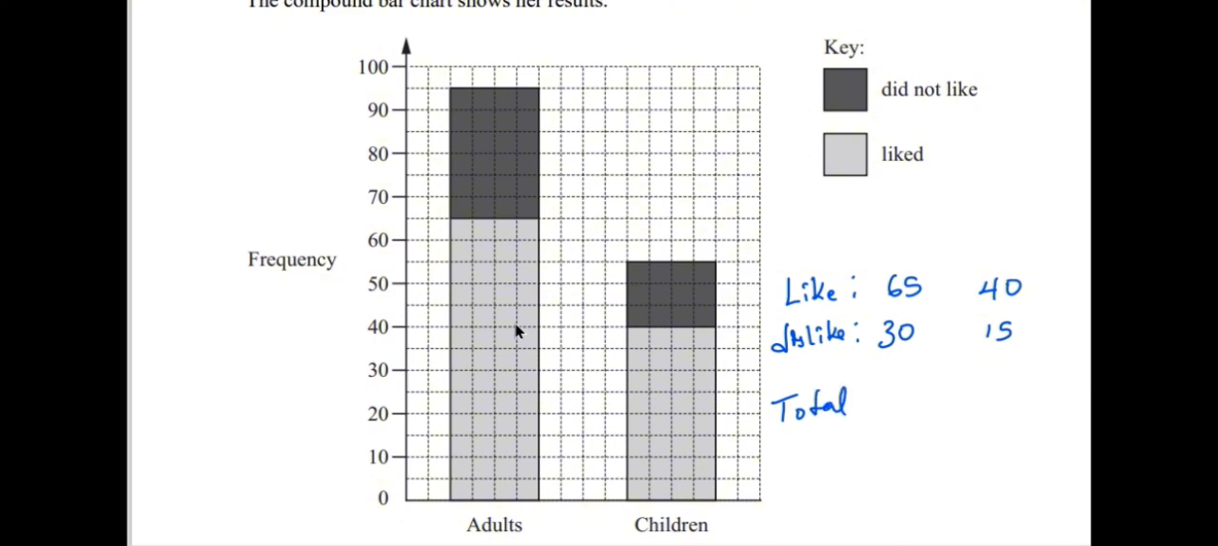Okay, here is 95 and here is 55. That will give you a total of 150. So 150 people participated. This is the information that we have gotten from the graph. So let's go and ask our question.